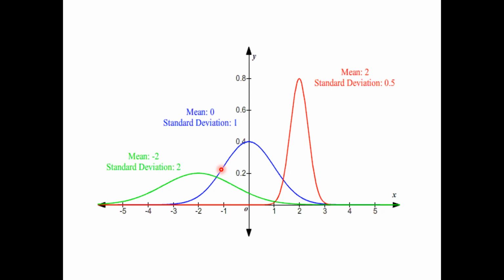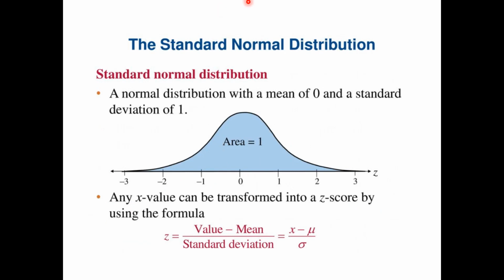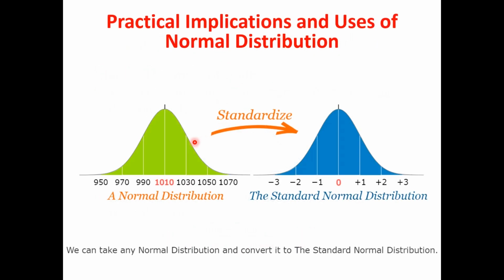So that is where the concept of the standard normal distribution comes in. A standard normal distribution is a standardized normal distribution which has a mean of 0 and a standard deviation of 1. Now what you can do is you can standardize or you can make a comparison of your normal distribution with the standard normal distribution, because the standard normal distribution has certain properties, and I will explain those to you in a few minutes.